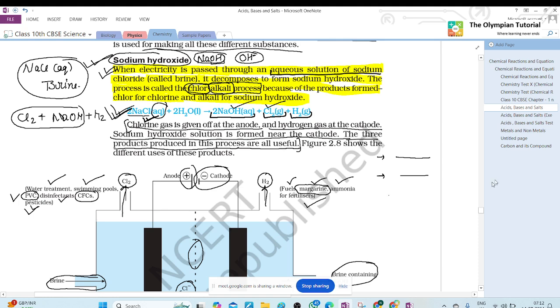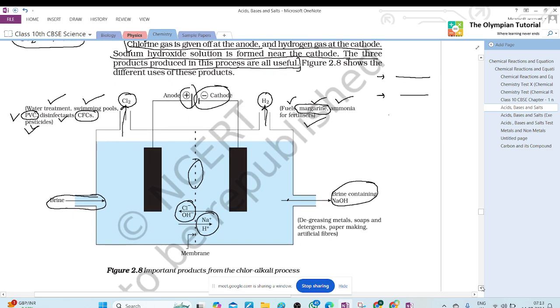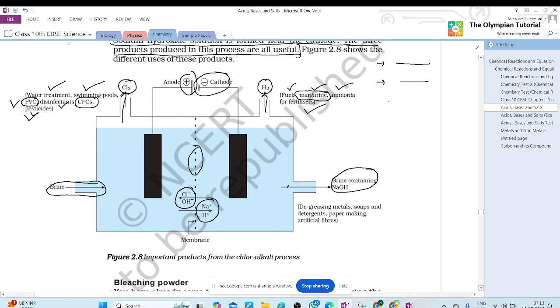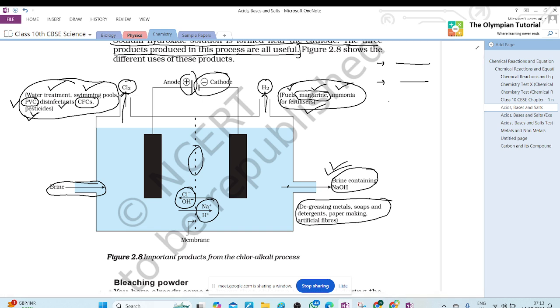After that, we will prepare the diagram. One more thing, students. After preparing the diagram, you will write the uses of chlorine, uses of hydrogen, and uses of brine containing NaOH as a different topic. Are you getting the point? How to write this topic, and you have to prepare your notes. Any day I can check. Okay, friends? Yes, ma'am.